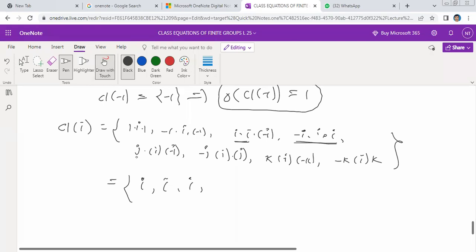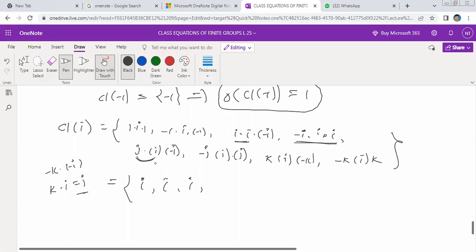No, J. Now you check J into I. J, sir. J into I is minus K. Minus K into I. Minus K into minus I. This is K into I is equal to J. Something is wrong here.